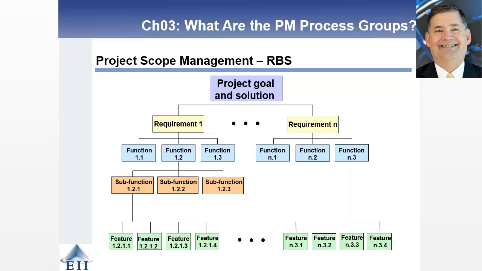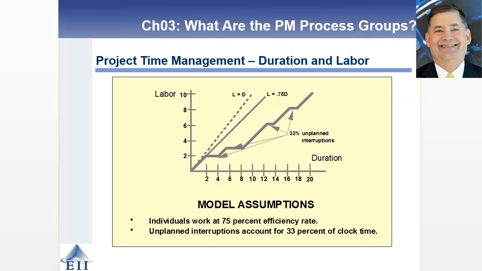Alright, one of the other areas here in terms of scope is this idea of generating a requirements breakdown structure, and this is basically taking that overarching project goal and solution and then breaking it down to a series of requirements and then decomposing that into functions, subfunctions, and features. Alright, and again we'll spend a lot of time on this in subsequent chapters, but the idea here is as we're looking at the knowledge areas, understanding what a requirements breakdown structure is and how it fits into a knowledge area is important. And again, we'll spend more time on this in subsequent videos and further into the course.